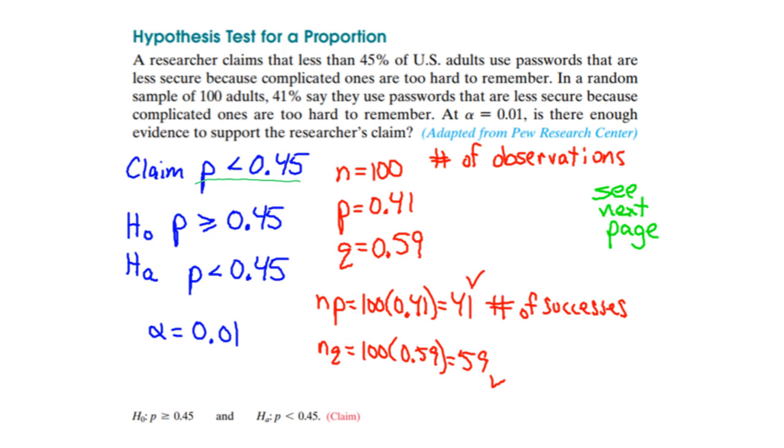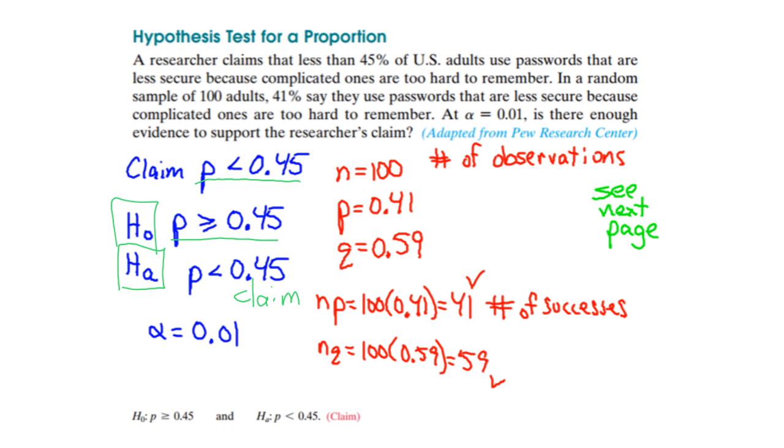Now, since it's less than and not less than or equal to, we're going to put that in our alternative hypothesis. So p less than 0.45 is going to be our alternative hypothesis. That's also the claim. Our null hypothesis, H naught, is going to be the complement. So that's going to be p greater than or equal to 0.45. All right, let's see what else they told us.